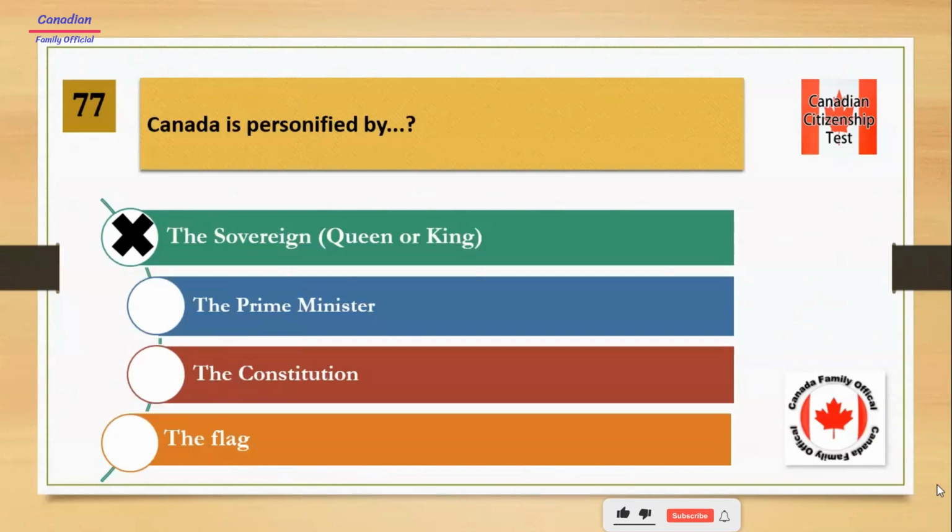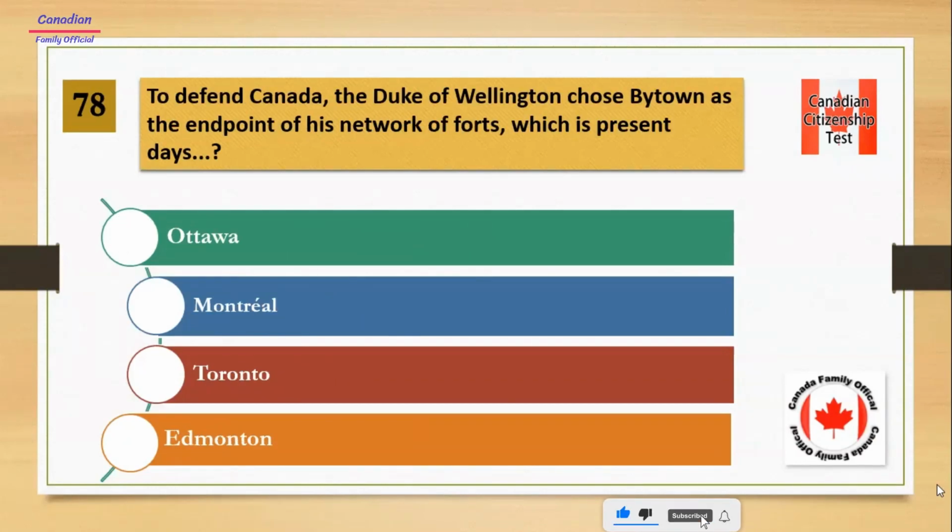Queen or King. To defend Canada, the Duke of Wellington chose Bytown as the endpoint of his network of forts, which is present-day Number 1, Ottawa. Number 2, Montreal. Number 3, Toronto. Number 4, Edmonton. And the answer is Ottawa.